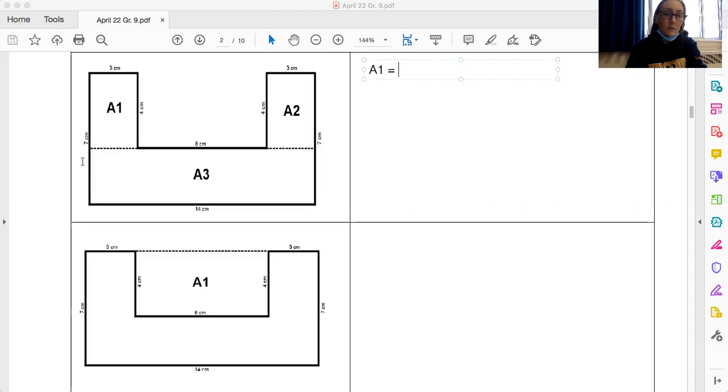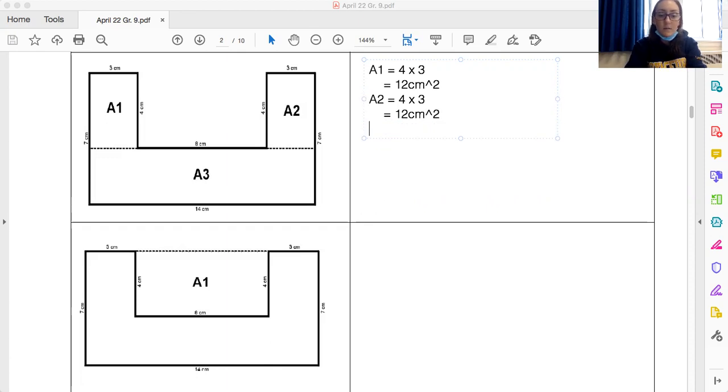So you don't want to use the 7 because we're not using the rectangle all the way to the bottom like we did with the other one. So it's 4 times our 3, which gives us 12 centimeters squared. Okay, A2 is going to be the exact same thing. So again, 4 times 3, 12 centimeters squared.